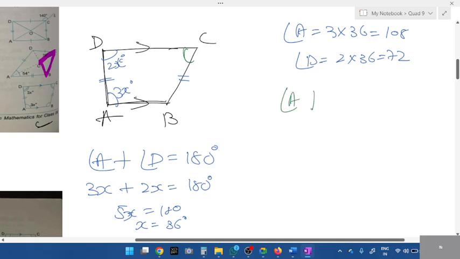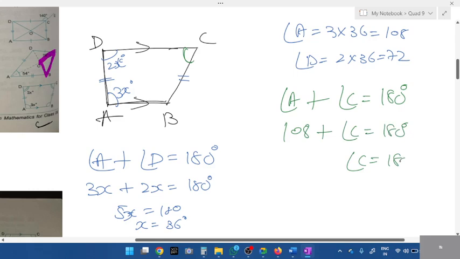Right? So what is angle A plus angle C? Should be equal to 180. What is angle A? So angle C is equal to 180 minus 108, that is equal to 72. Angle C is 72. Okay. Angle B. What about angle B and angle D? What's the relation between angle B and D? Opposite angles should be equal to 180, right? If angle B is this one, 108 degrees. Angle B is 108.